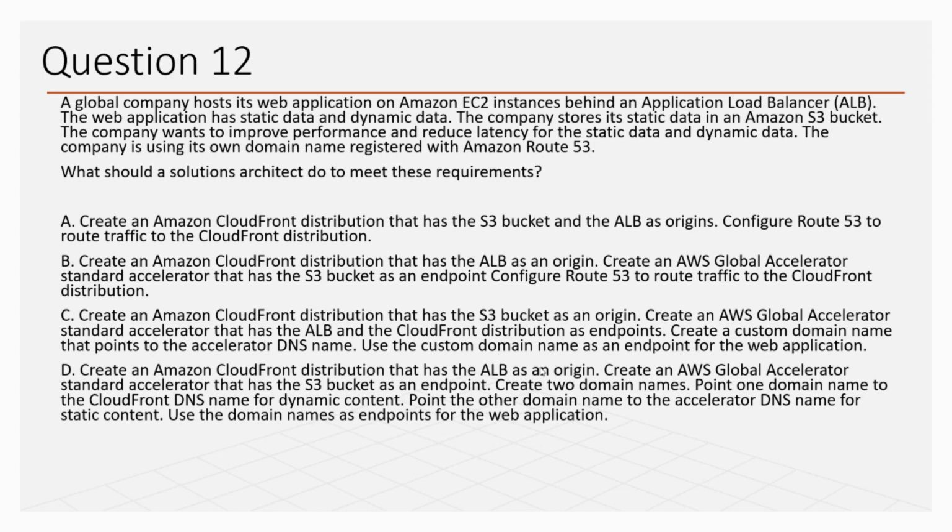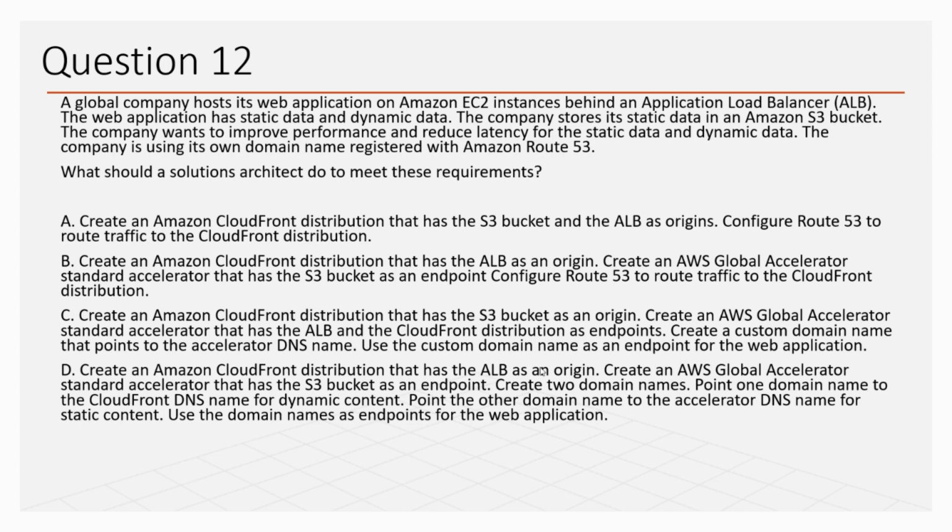So basically, the company wants to improve the performance and reduce latency for the static data and dynamic data, and static data they are storing on an S3 bucket. So this is what they have given. They have hosted a web application on Amazon EC2 instances behind an ALB, and they have two types of data in this web application, which is static data and dynamic data. Static data is stored on an S3 bucket. And now they are looking to improve the performance and reduce the latency for the static and dynamic data. The solutions architect should design a solution to meet these requirements.